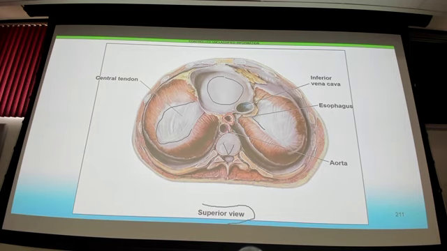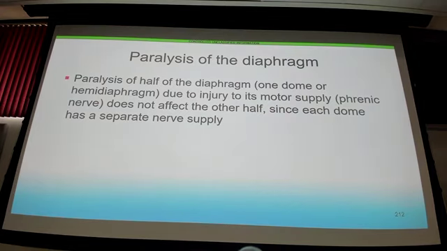So that's what it kind of looks like. We're going to talk about the diaphragm. We bring up one issue here, paralysis of the diaphragm. You can actually have damage to the phrenic nerve on one side or the other. If you damage a phrenic nerve, you're going to lose the ability for that side of the diaphragm to contract. It normally won't affect the other half because that nerve supply is intact.